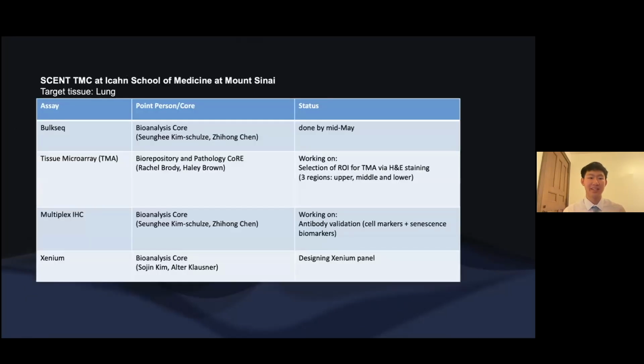And so the Li Lab is not the only lab as part of the Tissue Mapping Consortium focusing on lung and colon. If you look at the following table, you have several labs at Mount Sinai working on this. And you can see below where you see Sojin Kim and Alter Klausner, our lab was specifically assigned to work on Xenium. So what is Xenium?